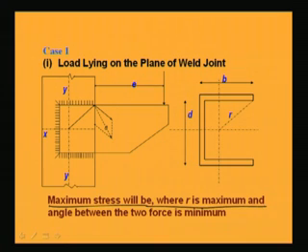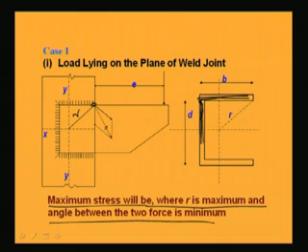R means the radial distance, this is R, and the angle between the two forces is minimum. Here we cannot make the angle minimum because the angle is fixed at this point. So what we are seeing is that the maximum stress will be where R is maximum and the angle between the two forces is minimum.